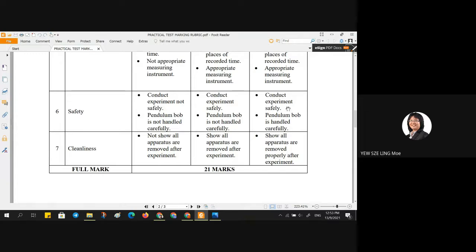So you try to find a safe place. Well, you can still use the kitchen. I didn't say you can't. Just make sure nobody is cooking when you are doing the experiment. So you must conduct it in a safe environment.